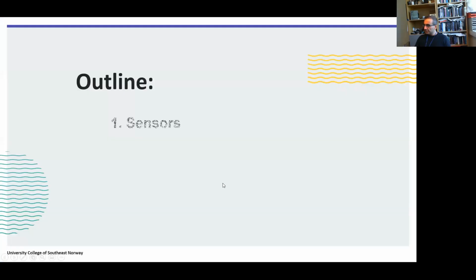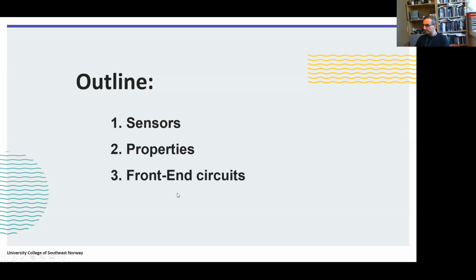So the outline of this course is that I will repeat a little bit about the capacitive sensors because we have to know a little bit about them. I won't go in depth, but so that we know what kind of properties are important to be aware of when we're going to design the front end. And the properties of the front end, which are important, as I said, and then I will show you some front end circuits.